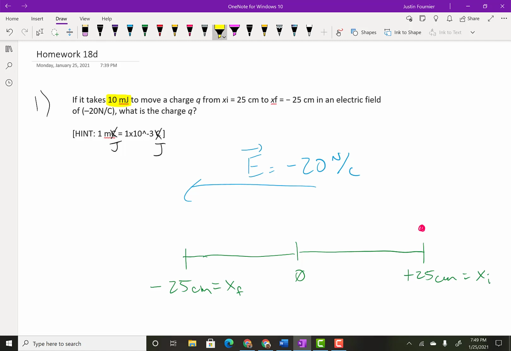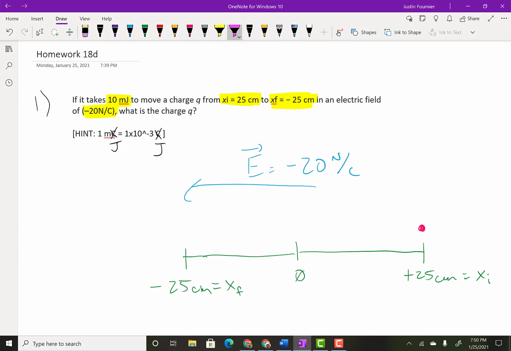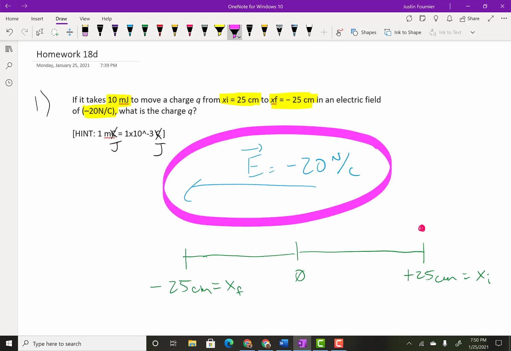So the charge moves from an initial position of 25 centimeters to a final position of negative 25 centimeters in an electric field of negative 20 newtons per coulomb. So what I did is I drew a diagram here. We know that the charge moves from an initial position of 25 centimeters. So here's my 0 mark right here because it starts at 25 centimeters, and then goes to negative 25 centimeters. So here's my negative 25 centimeter mark to the left of that. And then it also tells me that there's a negative 20 newtons per coulomb electric field. So negative basically means that the electric field is pointing to the left.